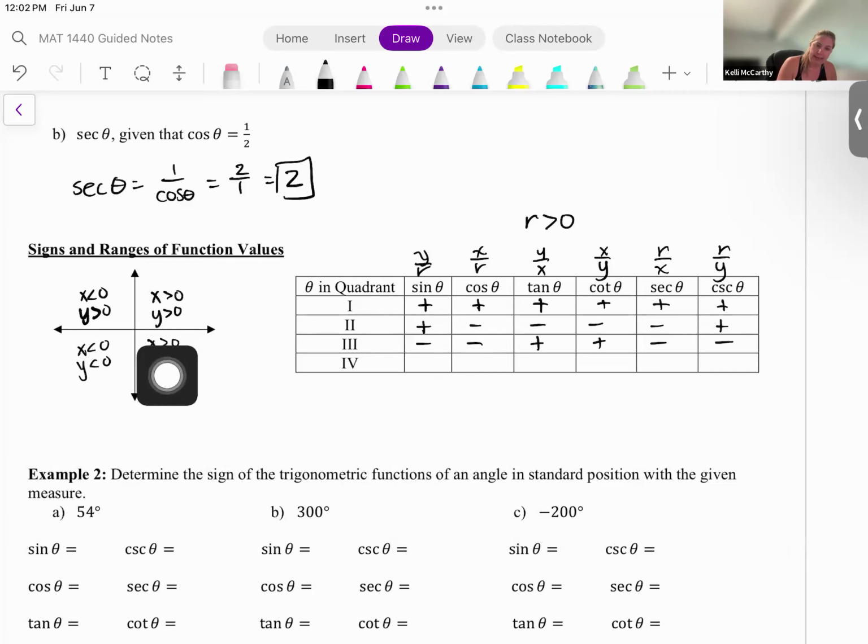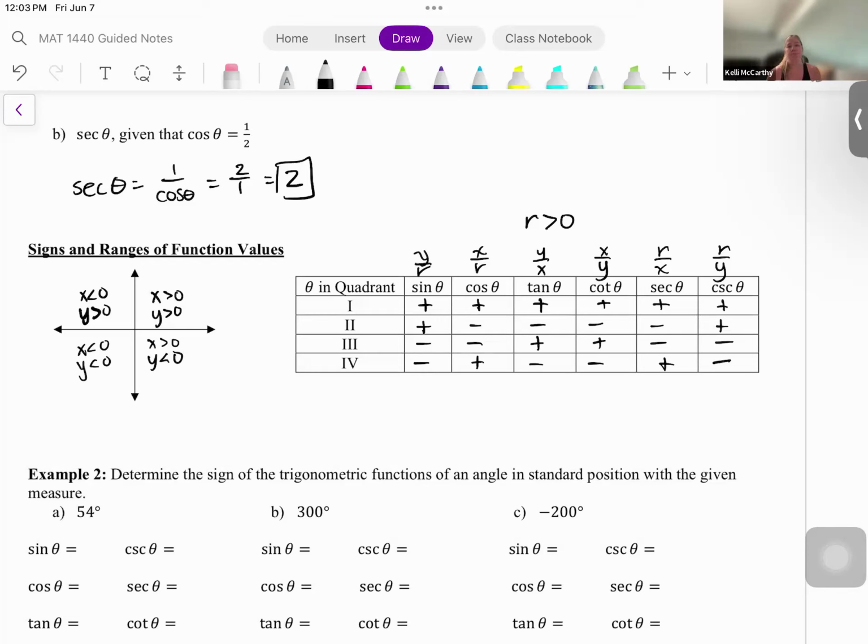And if our terminating side is in the fourth quadrant, x is positive, y is negative. So anything dealing with x is going to be positive. Anything dealing with y is going to be negative. So sine is negative. Cosine is positive. Tangent is negative. Cotangent is positive. Sorry, it's still negative. I'm thinking of r. Cotangent is negative because y is negative. Secant is positive and cosecant is negative.